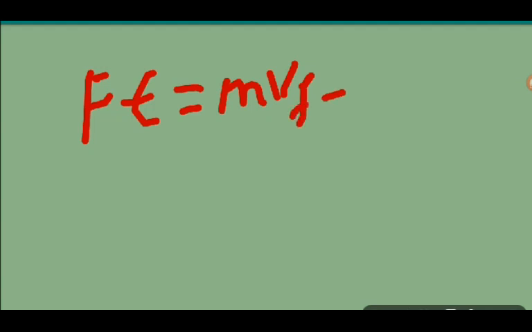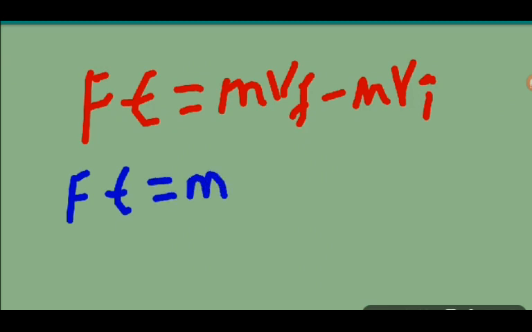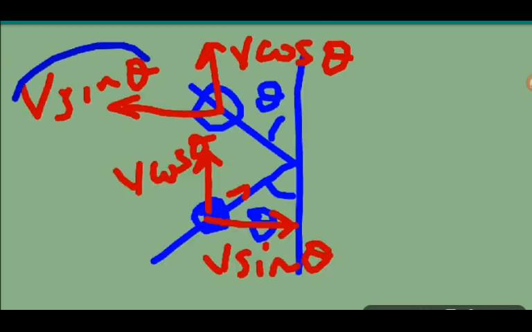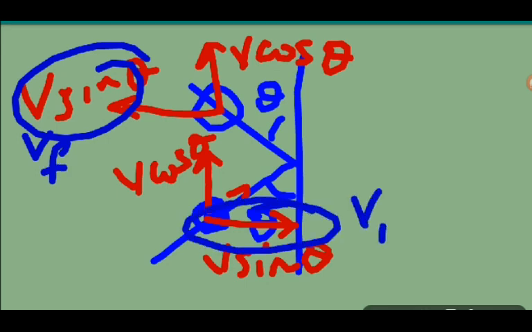Okay, so we know that Ft, the impulse, is equal to the change in momentum, which is mv final minus mv initial. So F times t is equal to mass multiplied by V final. We can refer to this one. This is the V final, and this is also the V initial. Remember, one is positive, the other is negative. This is positive, and this one is negative.